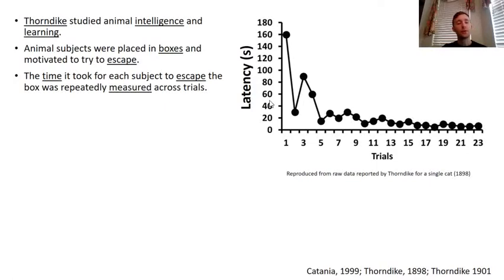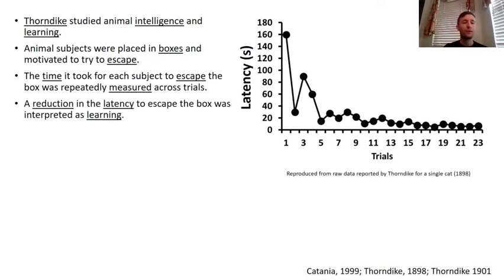And so each trial involved putting the animal in the box and waiting for the animal to escape, right? So essentially Thorndike would put the animal in the box, start a timer, when the animal left the box, stop the timer, record the latency, and then plot it on the graph for a trial. So you can see it took 160 seconds in the first trial for this cat to escape the box. And the next trial was about 30 seconds. The next trial was about 90 seconds. The next trial about 60 seconds. As you can see, there's a gradual decrease in the latency to escape the box. And so a reduction in the latency to escape the box was interpreted as learning.